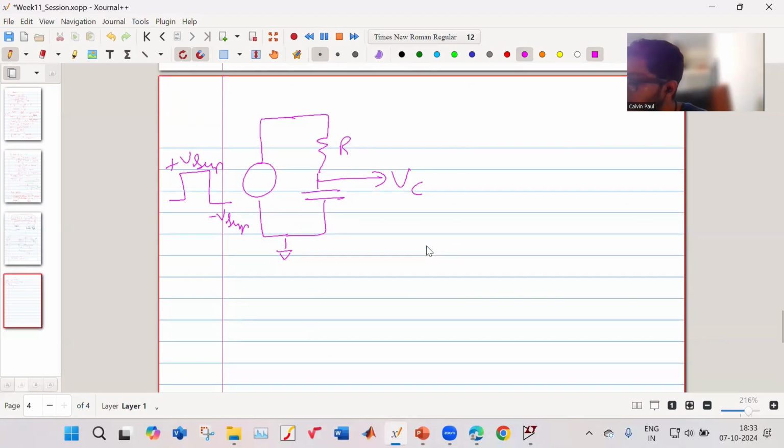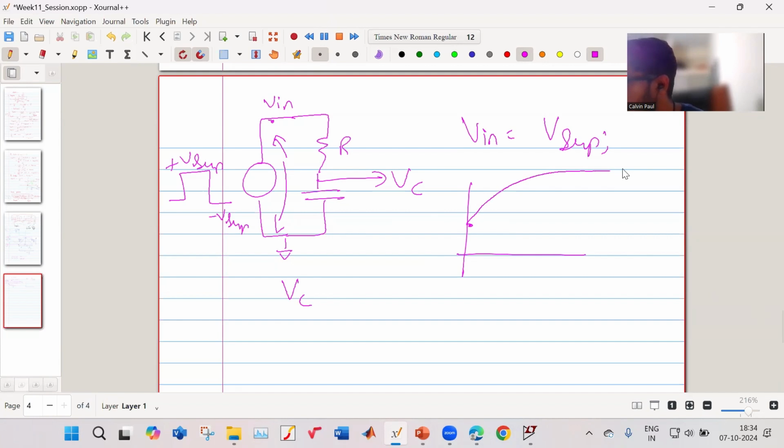Suppose this is your input, and this is your output. Suppose your Vin is equal to V supply. So how will your VC voltage change? Let us say it was at some value. The VC voltage will start increasing. And how do you express that? When I have applied a positive voltage here, at steady state, that same voltage will come across the capacitor. We will charge the capacitor to that voltage at steady state. So your target voltage is V supply.